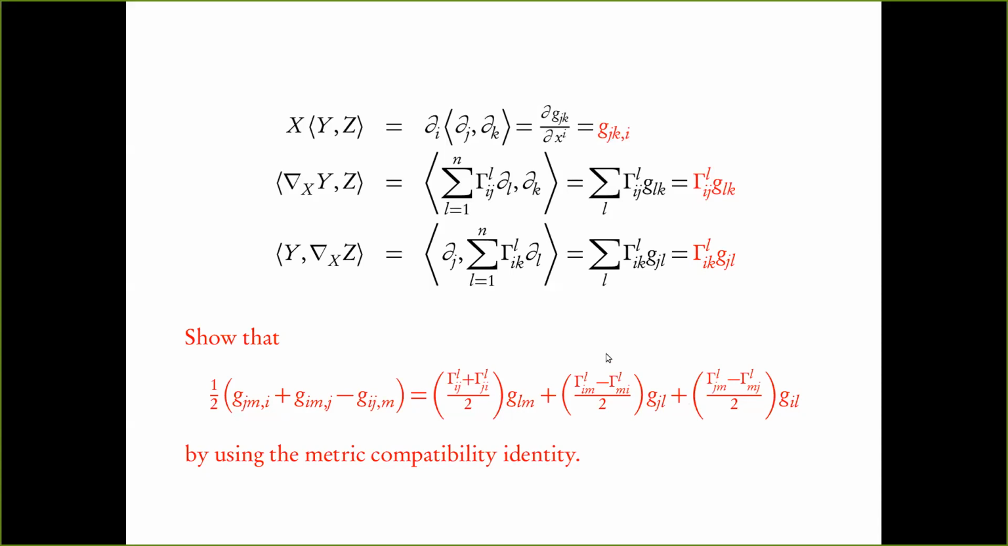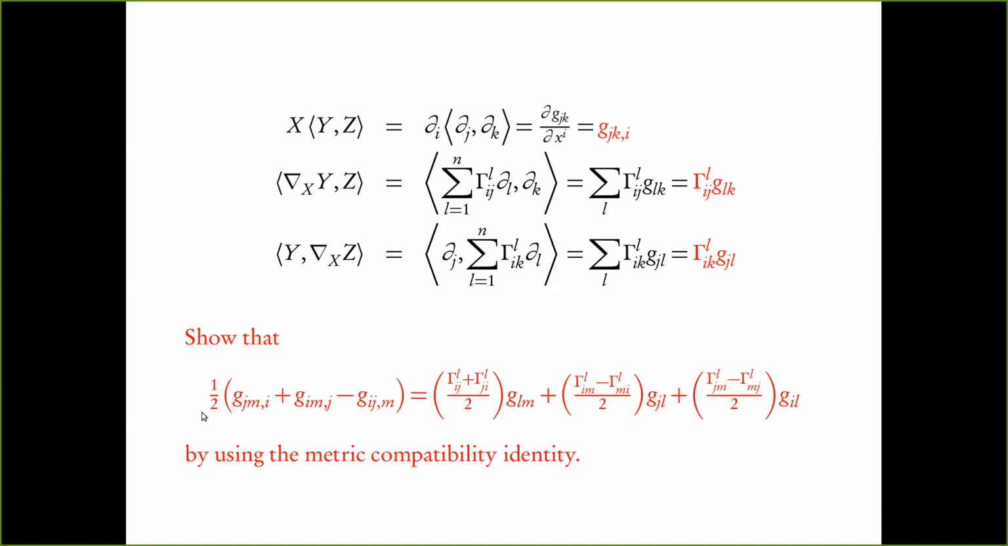And if you do that, you're going to get three terms on the right. Again, here this is a sum because the l appears on the top and the bottom. This is also a sum. This is also a sum. So these three terms are all sums over l. So use the metric compatibility identity to show that this is what happens.